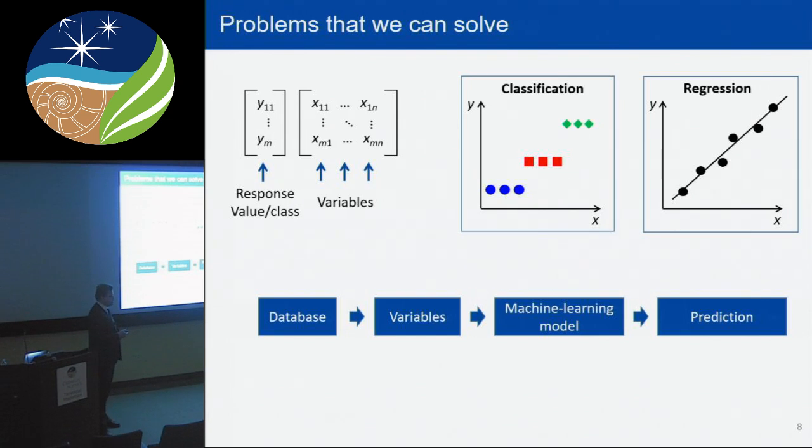Or databases, you can purchase them for sure. A database might be something that you compile from the review papers that you read and so on. Variables, I already explained to you. They're the properties that describe materials. Then we create the machine learning model, and then we do prediction.